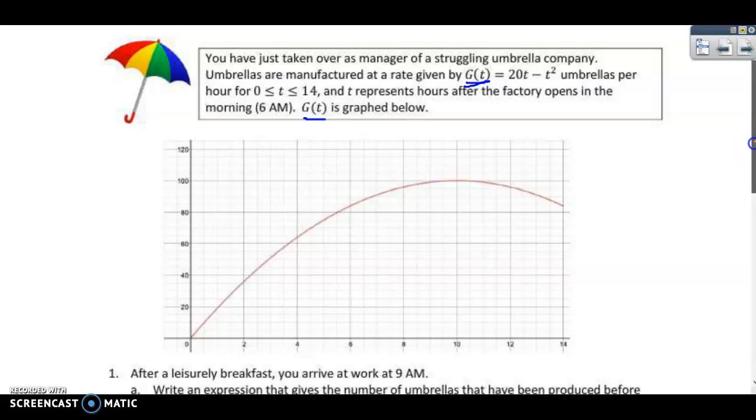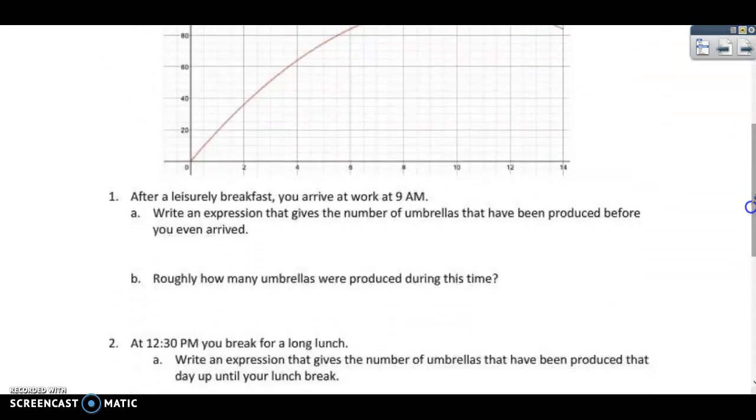So let's move down. After a leisurely breakfast, you arrive at work at 9 a.m., so 3 hours after you have opened. Write an expression that gives the number of umbrellas that have been produced before you arrived. Well, this is our accumulation function, G of T, so if we're looking for the number of umbrellas that have been produced, that would be the integral from hours 0 to 3 of G of T dt. So we're going to take the integral of our accumulation function for the hours from 0 to 3.